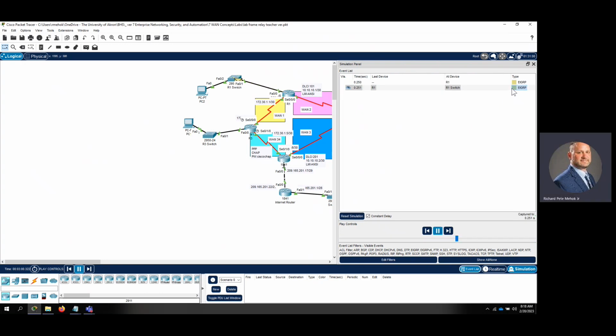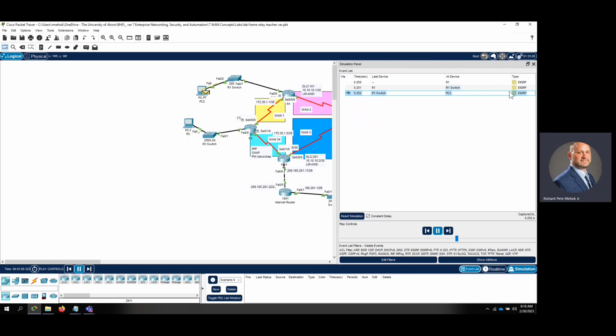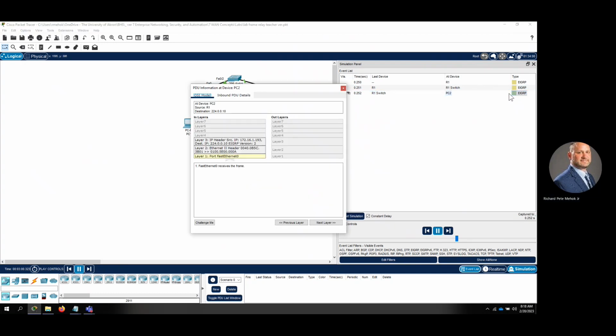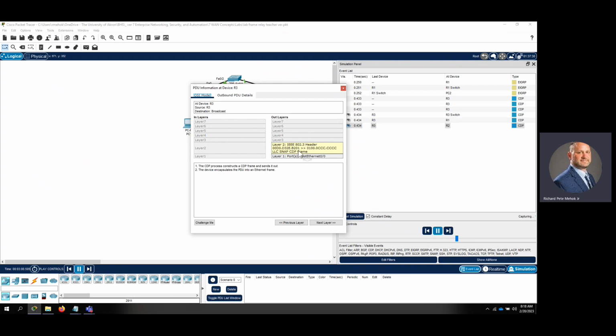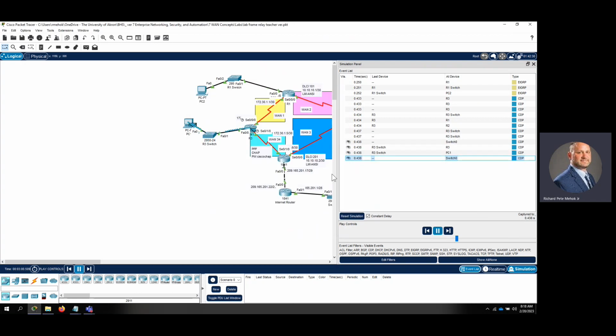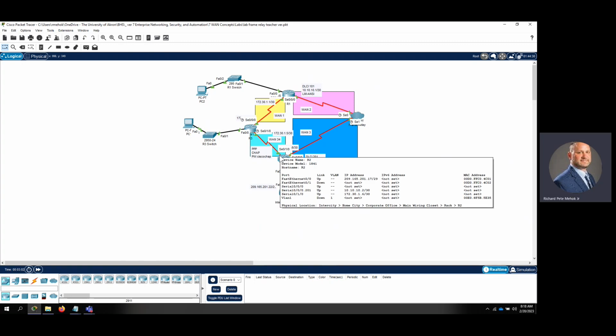So here's your EIGRP. And if we look at it, nothing at layer 2. CDP, there's your frame relay. So there's your frame relay CDP. It's using a WAN protocol there. So what we're doing here is we have to encapsulate the information to what the WAN is expecting.